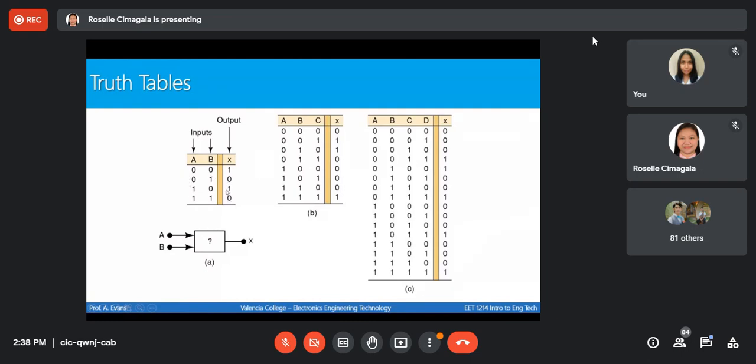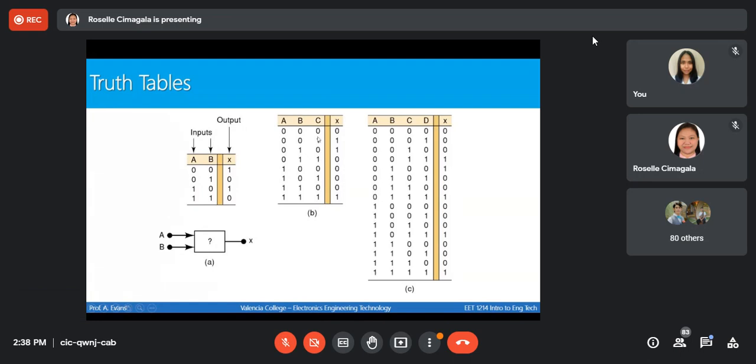If your circuit has three inputs, such as in figure B, your truth table would be set up like this. Notice that now you have 1, 2, 3 columns to represent your three inputs, input A, input B, and input C. And then you have the output column labeled as X right here. So if your circuit has three inputs, your truth table is going to look like this on the left.